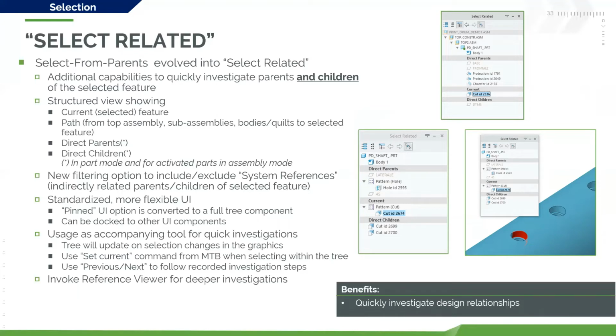So they've changed the select from parent, which has now changed to select related. So the additional capabilities are to quickly investigate parent and children features of a selected feature. So we have a structured view showing the current selected feature and the path either from the top of the assembly, sub-assemblies, bodies, quilts, etc. So with this in CREO 9, we now have that tab to quickly show so we can investigate our design relationships.